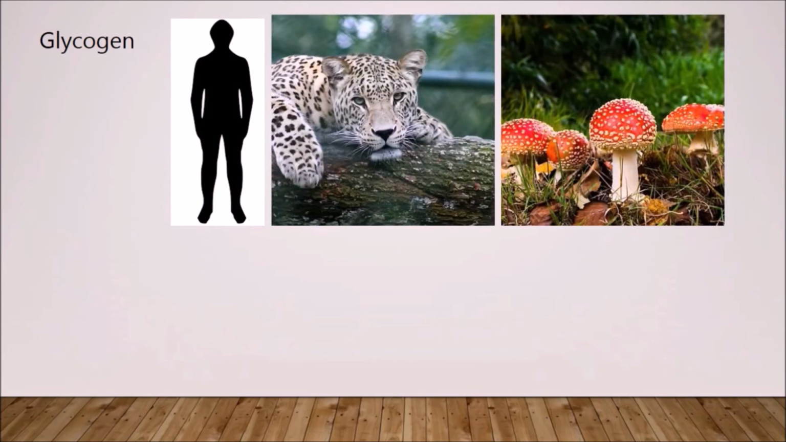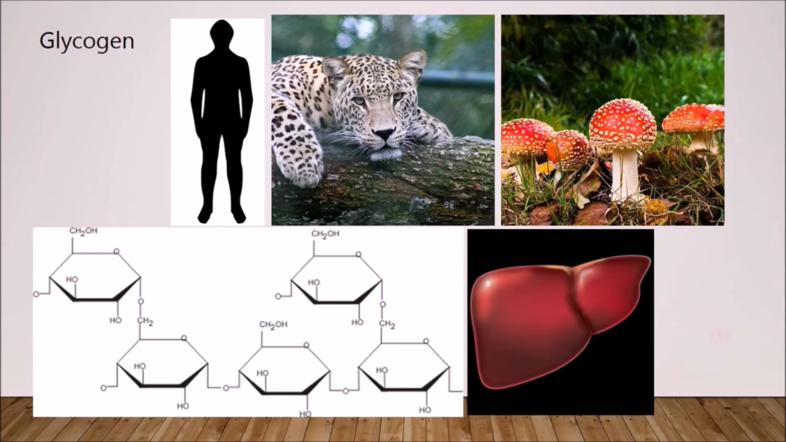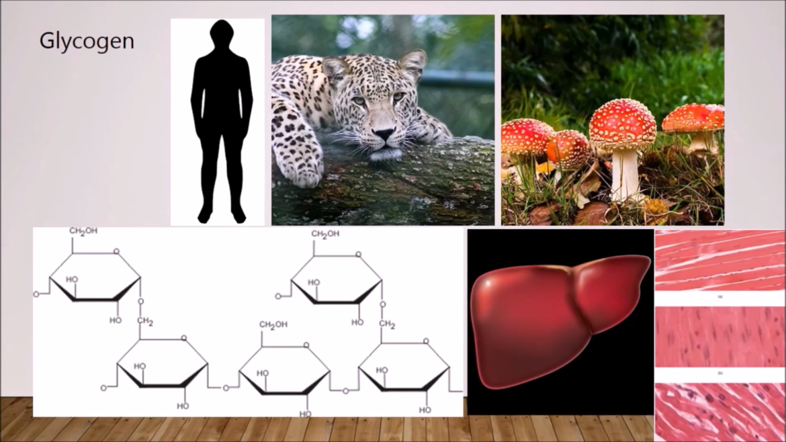It is made up of glucose monomers and is highly branched. Glycogen is usually stored in the liver and in muscle cells. Conversion of glycogen into glucose and vice versa occurs according to blood glucose levels with the influence of hormones.